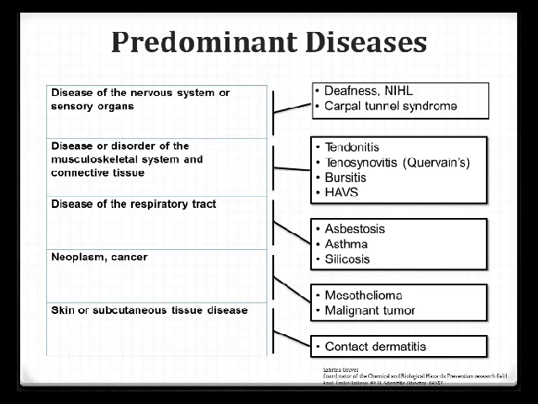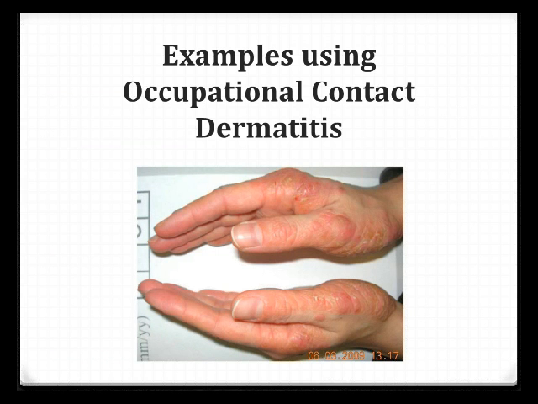And then contact dermatitis becomes a really good example of some of our skin or subcutaneous tissue diseases. And I'll be using that particular group to give you some examples of what we mean when we think about some of the occupational diseases and why the occupational diseases start to really affect the worker at a functional level and at an ability to work level.